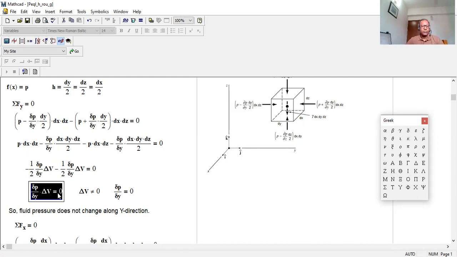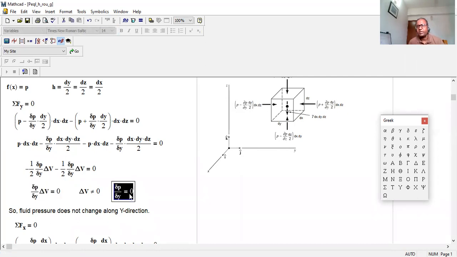And the product of the two terms is 0: it is delta V times this one, but we don't know which one is 0. Is delta V 0? Is that possible? Volume cannot be 0, right? So obviously delta P by delta y is equal to 0.